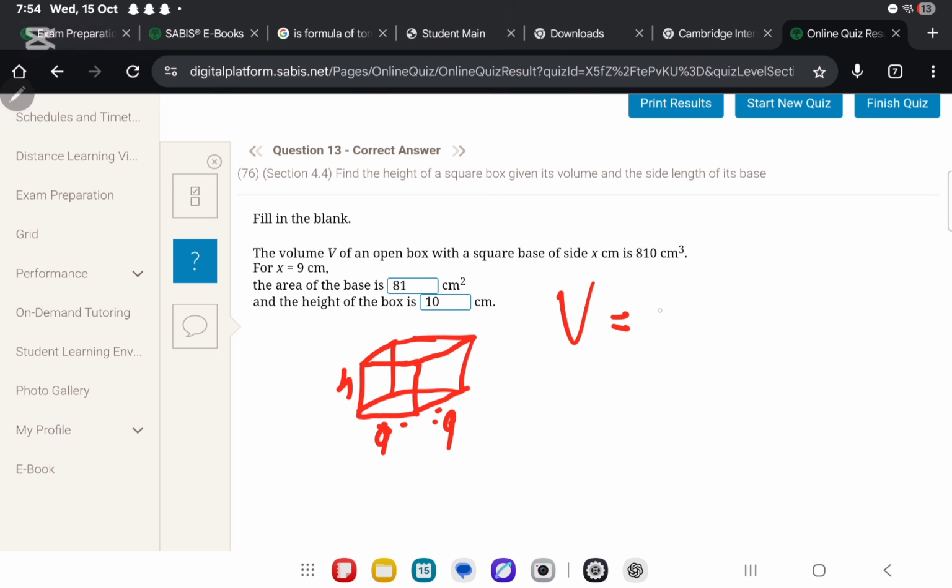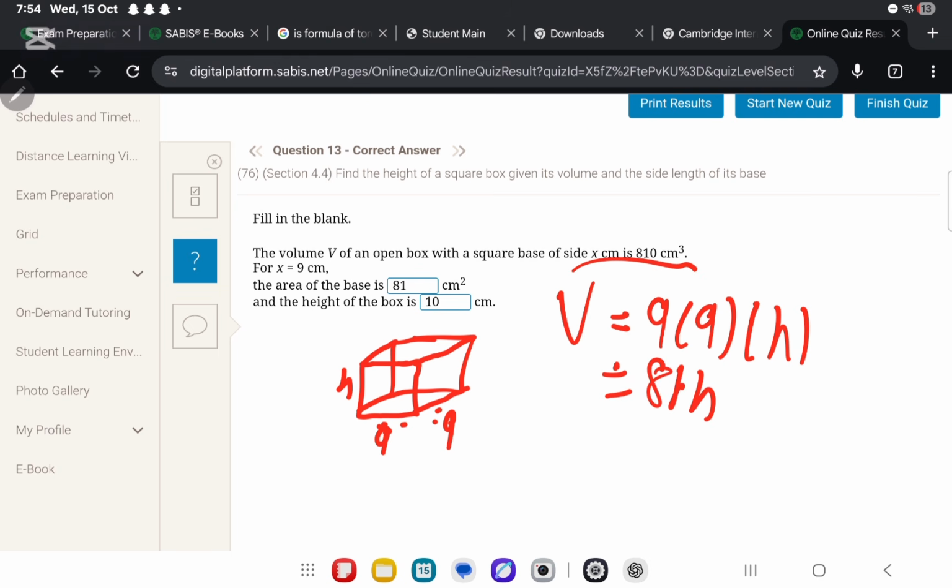Length times width times height. So 9 times 9 times h, which is equal to 81h. Now it's given to me, the volume is 810 centimeters cubed. So 810 is equal to 81h. Cancel 81 from both sides, h is equal to 10. Done.